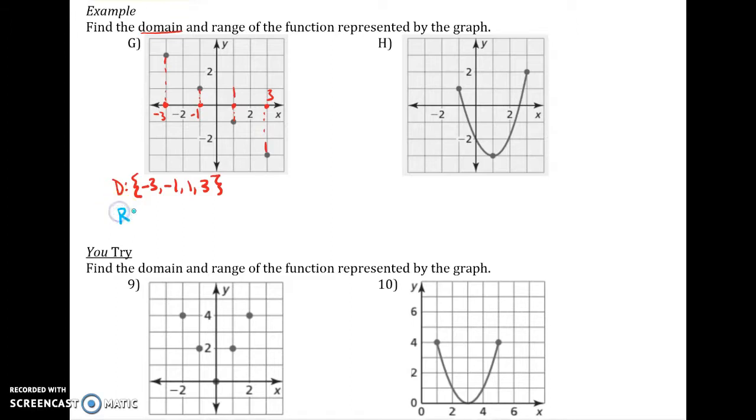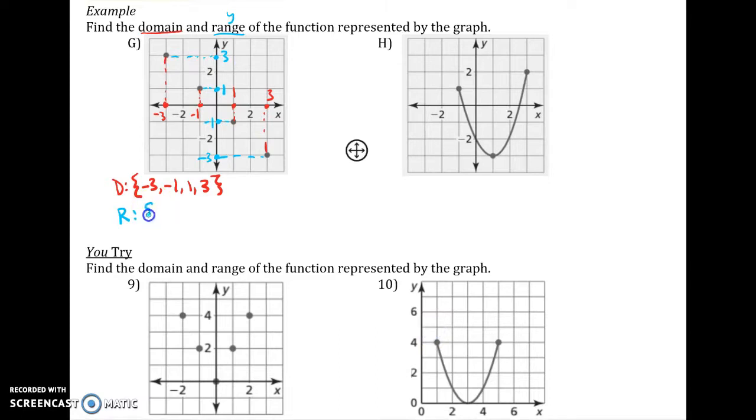Range now is what the y can be, right? So I'm looking at y. So instead of going to the x-axis, I'm going to go across until I hit the y. And again, I want to go from smallest to biggest, so I like going from bottom to top. So here's -3, and then I'm going to be at -1. Here's a +1 and a +3. So those blue dots on my axis represent the range.